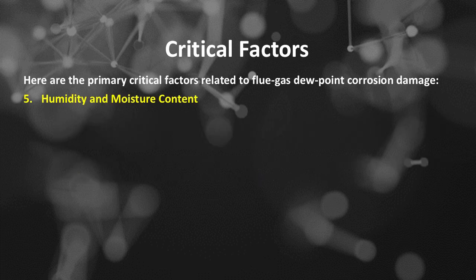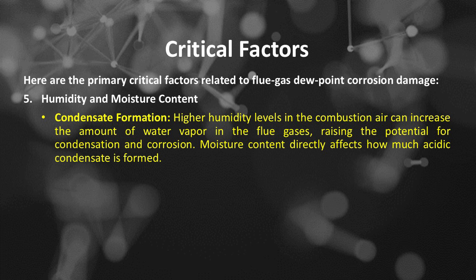Number 5 is humidity and moisture content. Condensate formation, higher humidity levels in the combustion air can increase the amount of water vapor in the flue gases, raising the potential for condensation and corrosion. Moisture content directly affects how much acidic condensate is formed.